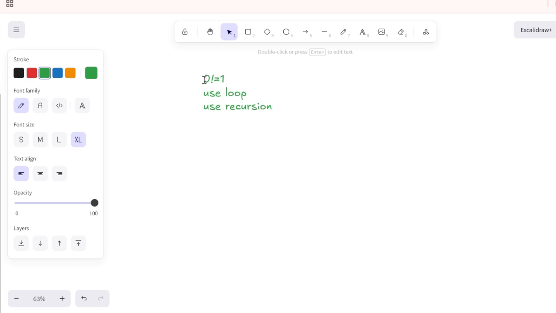Next, to find trailing zeros, don't calculate the factorial. Count factors of 5 instead. Just count factors of 5 for trailing zeros. And finally, when storing factorials from 1 to n, reuse the previous factorial, like fact is equal to fact times i, right? Instead of recalculating from scratch. So when storing factorials from 1 to n, reuse the previous one. So these are the important things.